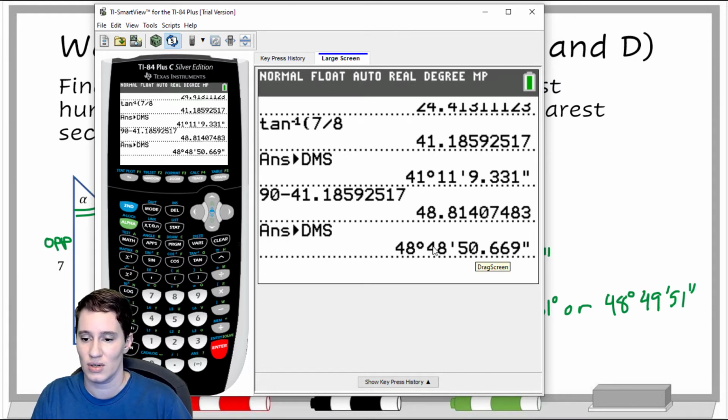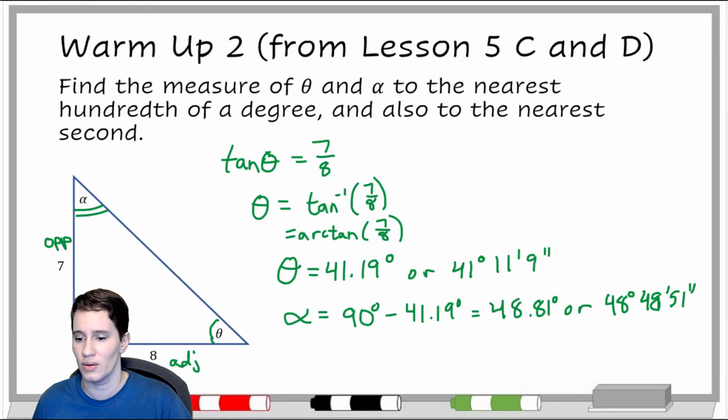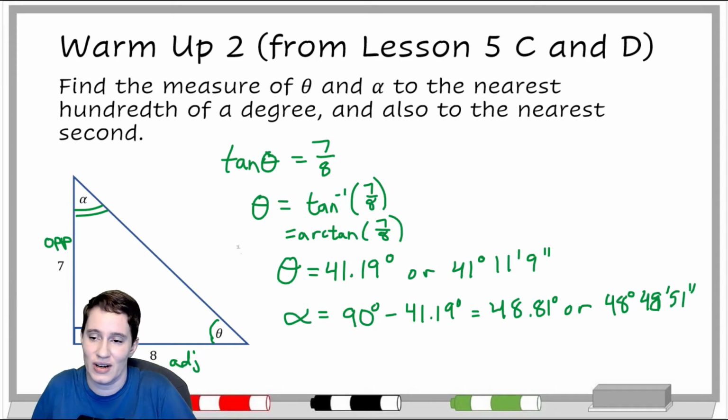Oh wait, why is this 49? Interesting. Oh, you know what? There's probably a carrying thing here. If we did 9 plus 51, that would give us 1, so it would carry over to this. So that makes sense. I've just never really taken the time to subtract in degrees, minutes, seconds a ton. That should be a 48.